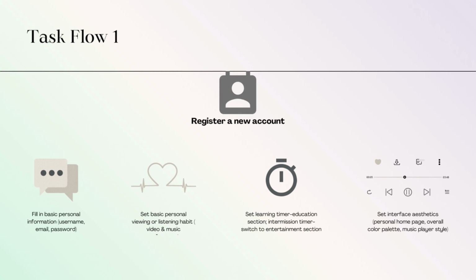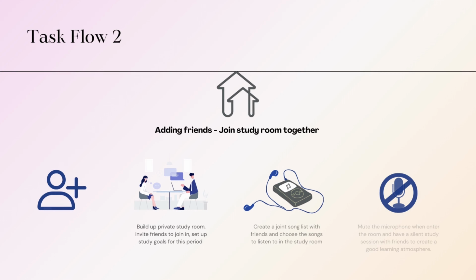Task 1 is to register as a new user, and after filling in the basic information, select the type of music and video the user likes for future smart recommendations. After that, choose the interface aesthetics including color scheme, background, layout, and music player style. Task 2 requires the user to first add friends and then create a private study room where the user can work with friends to play music that is appropriate to listen to while studying, and the user should be muted upon entering the room to create a good study environment.